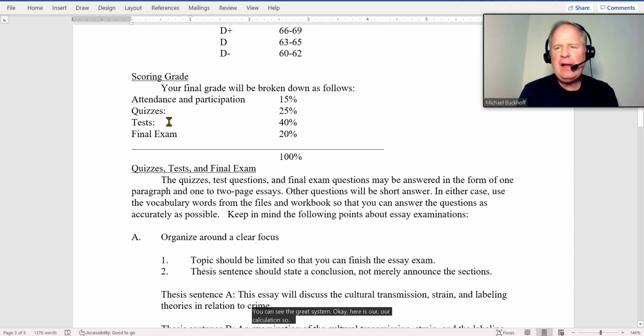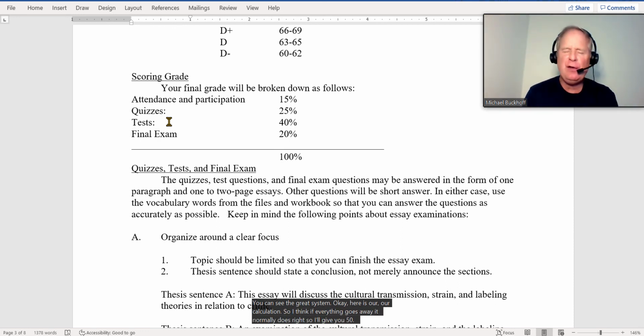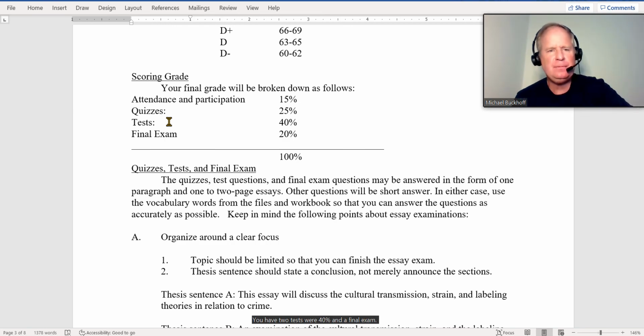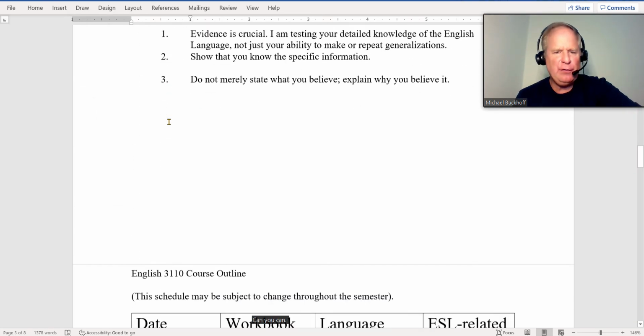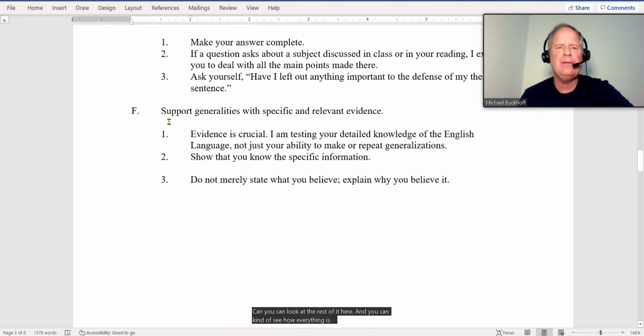So I think if everything goes the way it normally does, right? I'll give you 15 percentage points just for being in the class. Your 3 quizzes will be worth 25% if I get the 3rd quiz done. If I only get 2, then those 2 will be 25%. You'll have 2 tests worth 40% and a final exam. Okay, you can look at the rest of it here and you can see how everything is structured.